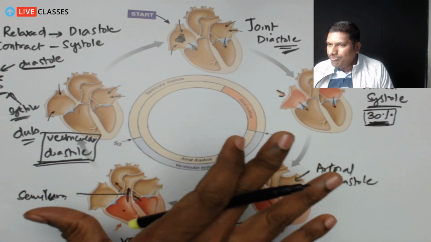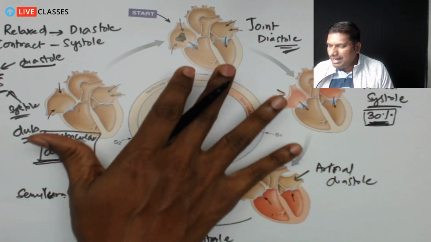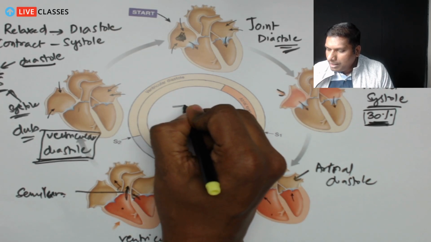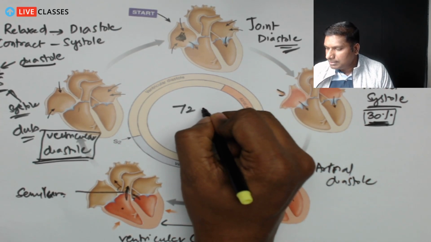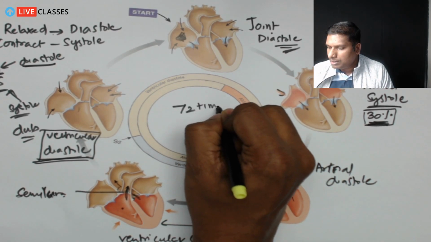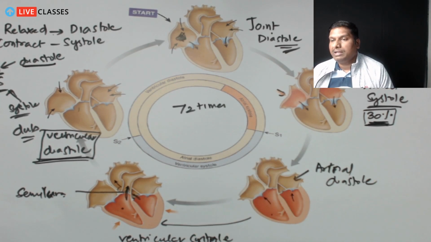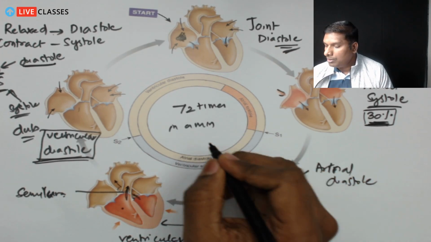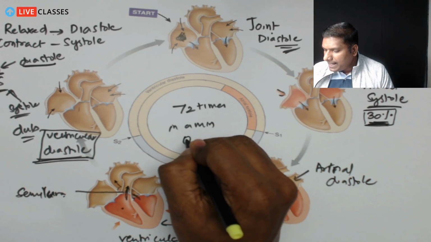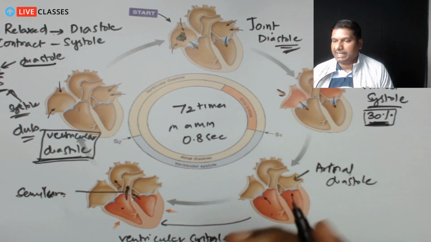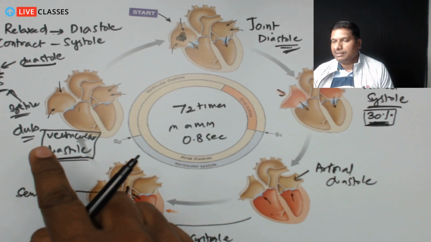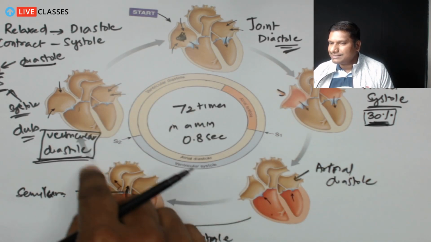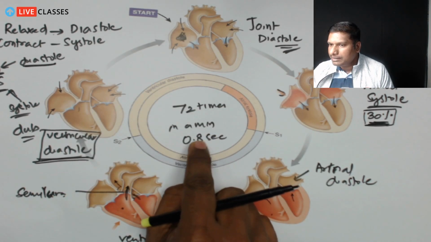And you know how many times a heart actually goes through all these steps in a minute? In a minute, it will go through this at least 72 times. So one complete cardiac cycle takes 0.8 seconds. The entire cardiac cycle will take around 0.8 seconds.